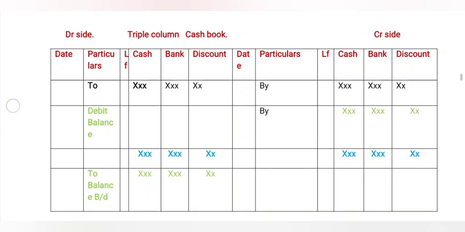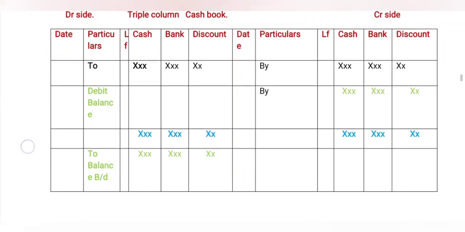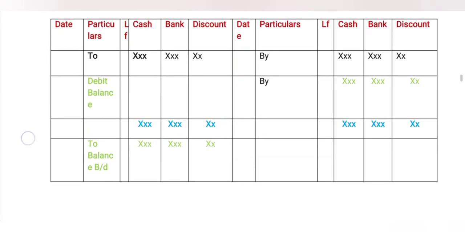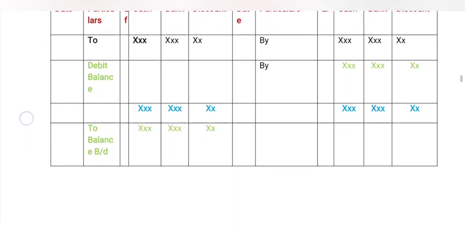Now we are coming to the particulars column. Every ledger starts with the prefix 'To' on the debit side and 'By' on the credit side. Every cash book shows a debit balance only. If the bank balance is sometimes shown as a credit balance, it means overdraft.